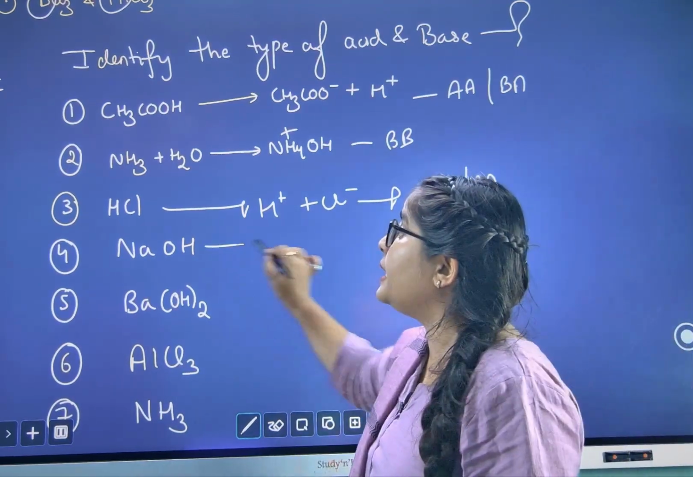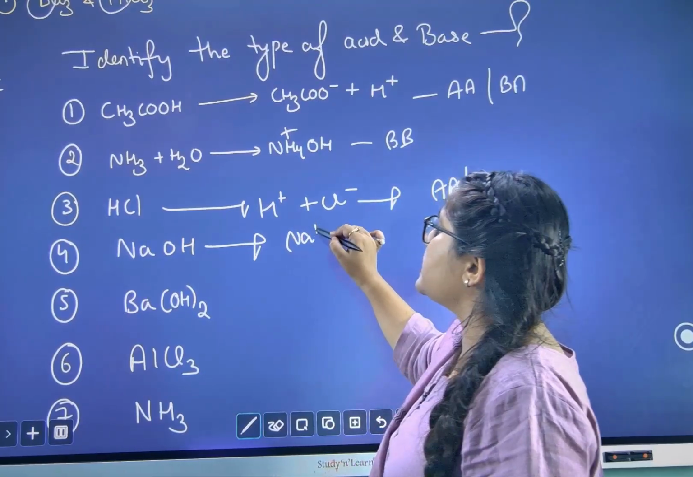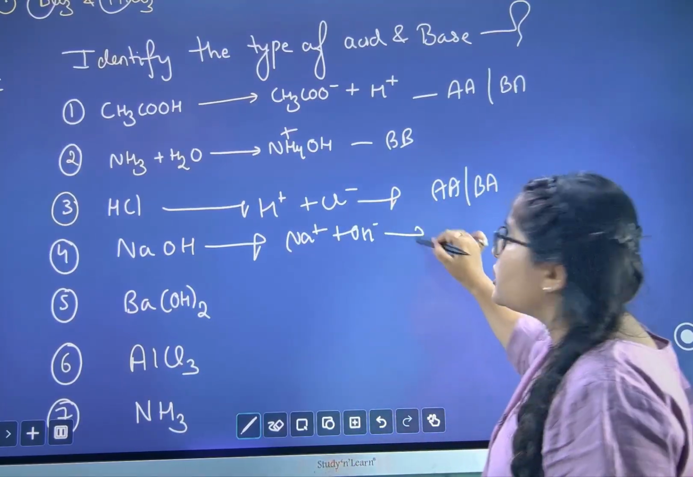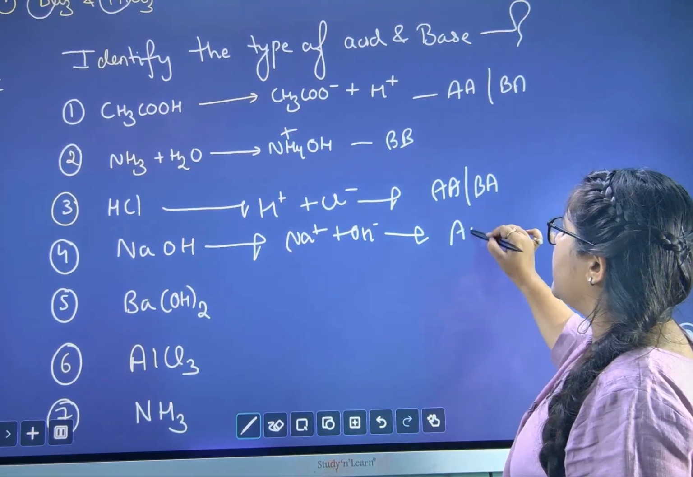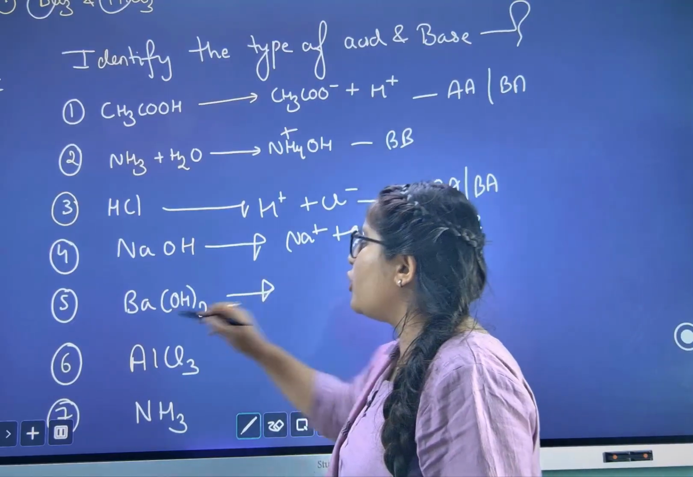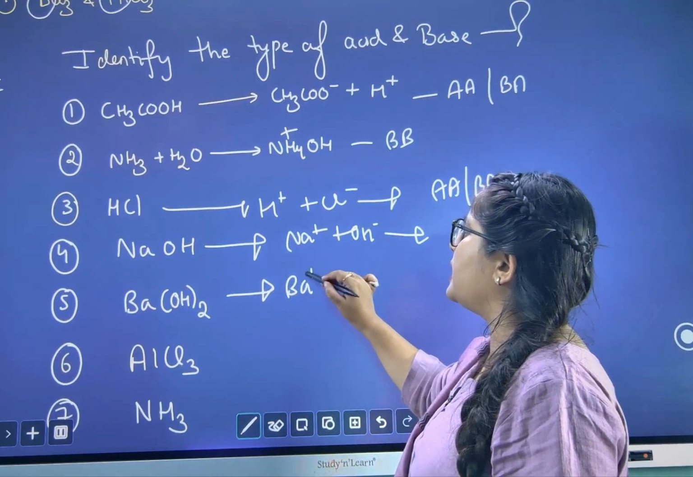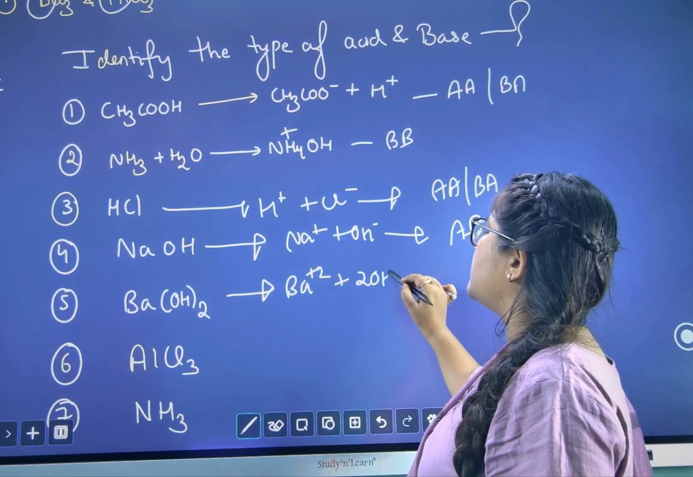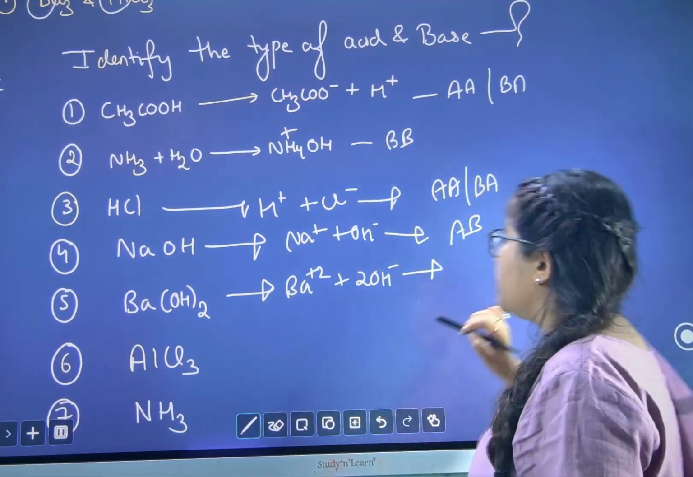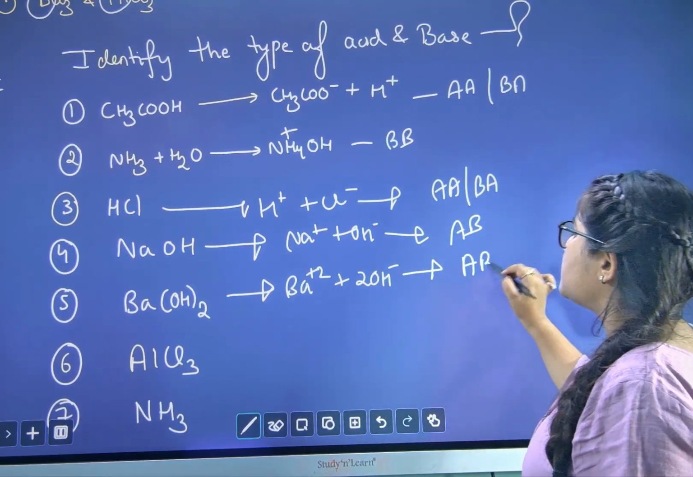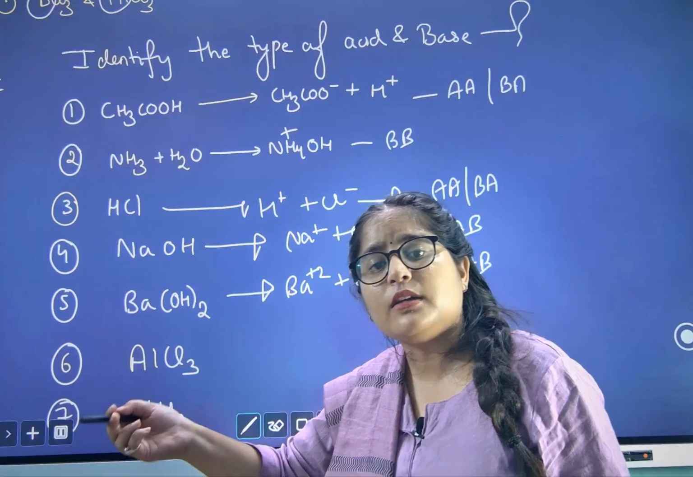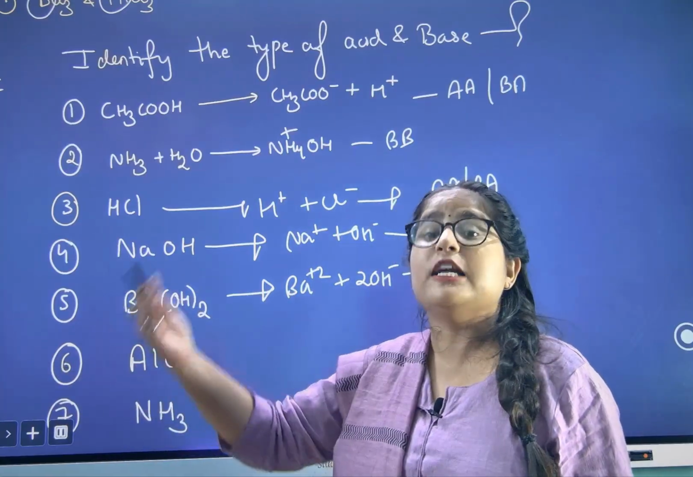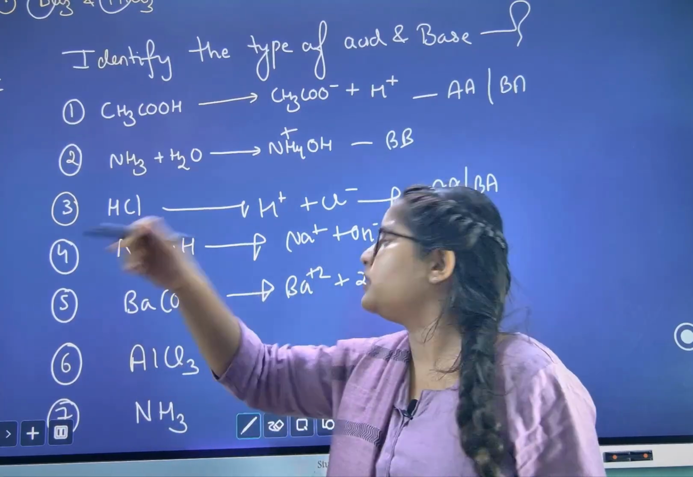Let us see the next one. NaOH will dissociate as Na+ and OH-. Giving OH- means it is an Arrhenius base. Ba(OH)2, again here it will dissociate as Ba2+ and 2OH-. It is giving 2OH-, which means it is an Arrhenius base. OH- donation, Arrhenius base. H+ acceptor, Bronsted base. Okay.